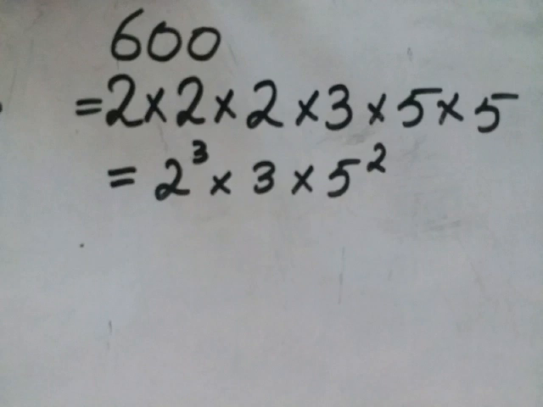Now we write 600 into its prime factors: 2 multiplied by 2 multiplied by 2 multiplied by 3 multiplied by 5 multiplied by 5. Now we write in index notation. 600 is equal to cube of 2 multiplied by 3 multiplied by square of 5.